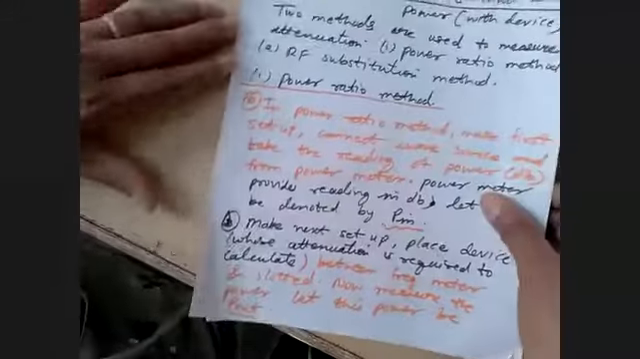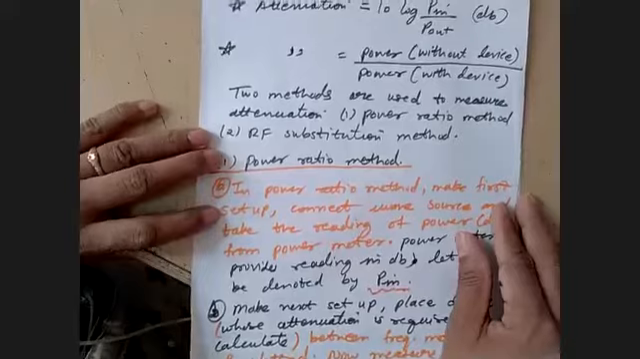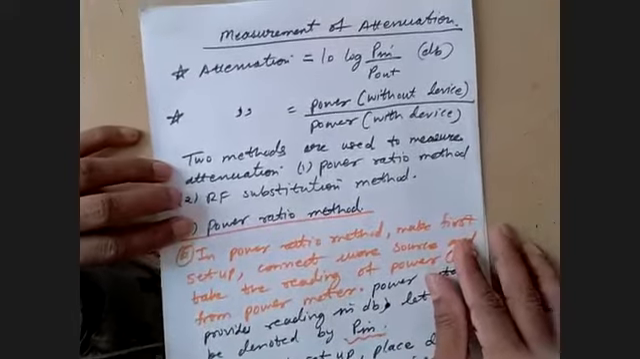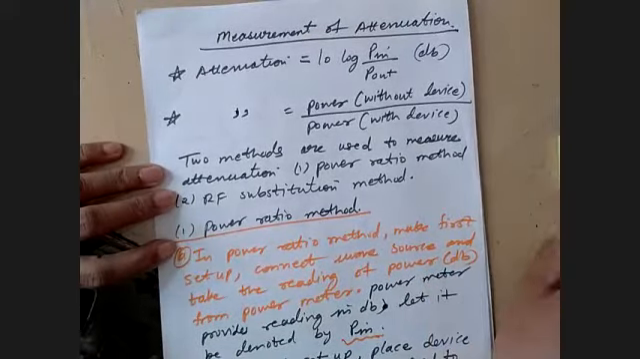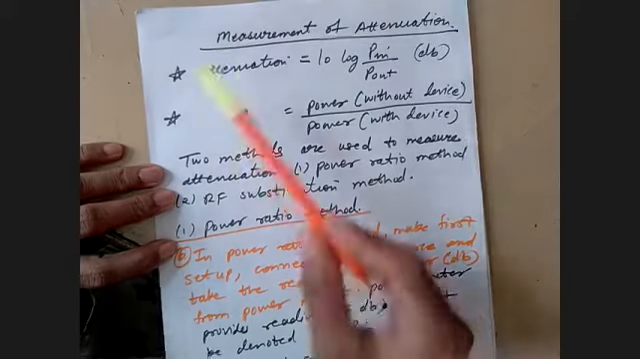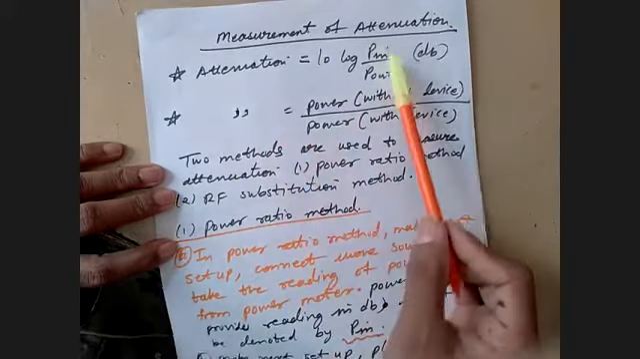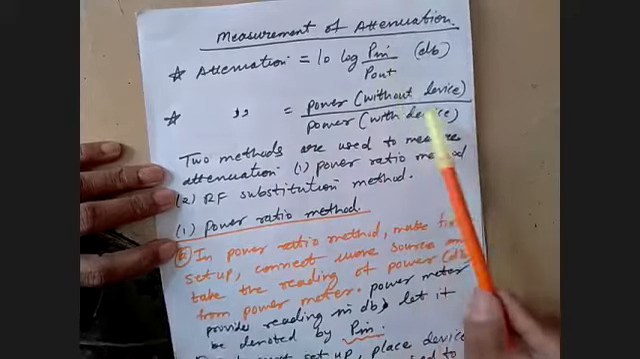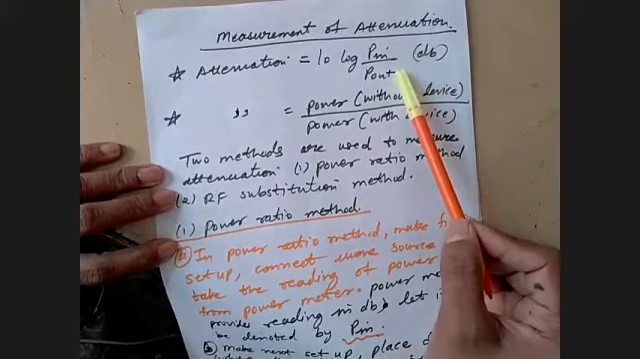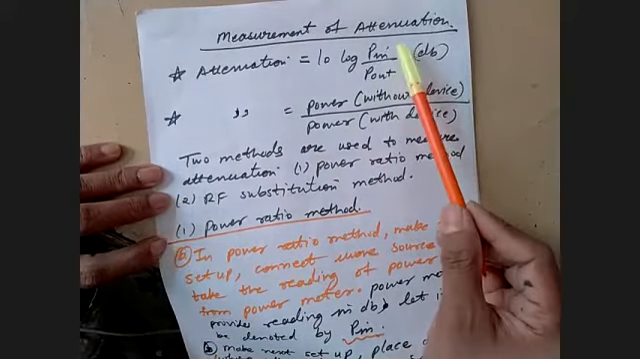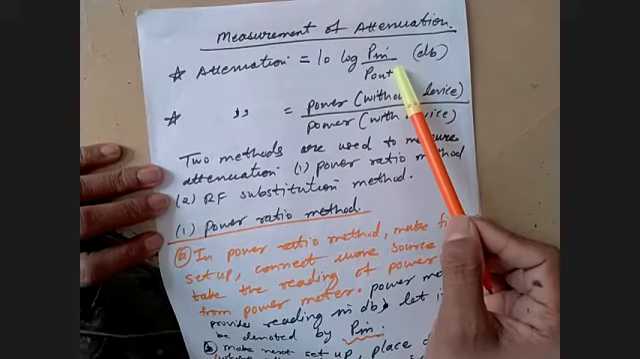Good morning. Today I am taking measurement of attenuation at microwave frequency. So you can see attenuation is given by input power divided by output power. That is, whatever the input is given, how much power is received. The ratio of input power and output power gives the attenuation.